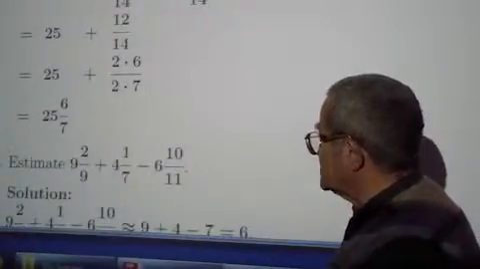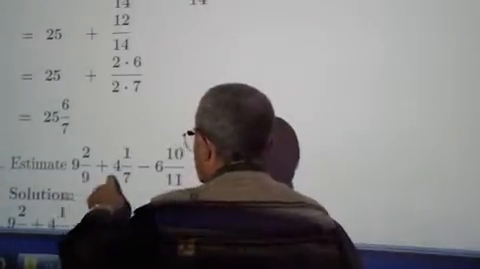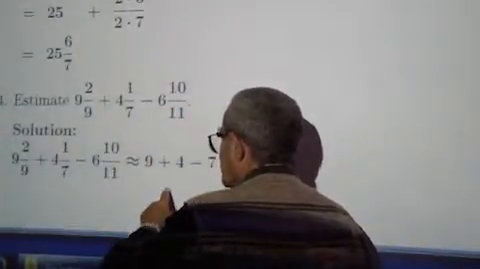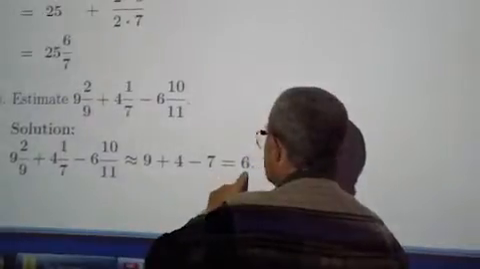We want to estimate. We got something close to 9, close to 4, close to 7. So 9 plus 4 minus 7, about 6.